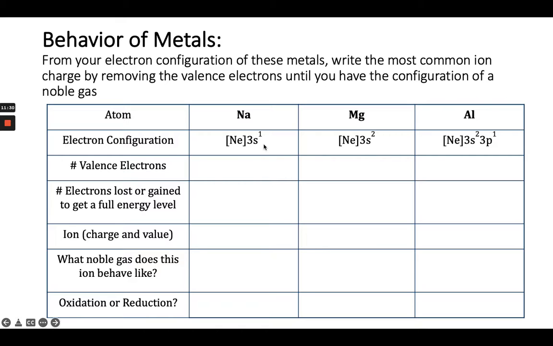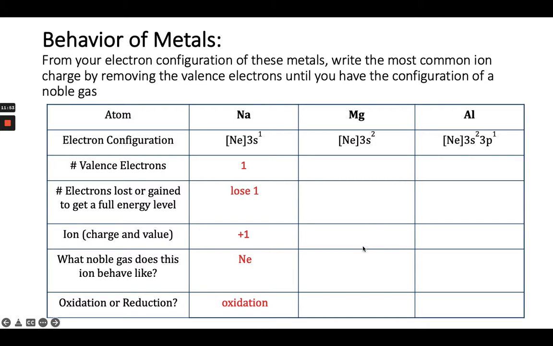And remember, sodium wants to look like neon. So what's the easiest thing to do in a chemical reaction? Well, with its 1 valence electron, it's losing 1. If it loses 1, it has 1 less negative charge. It becomes positive 1. It then looks like the noble gas neon. And again, just so we start learning this vocabulary, losing electrons is called oxidation. Metals are oxidized. They lose electrons.